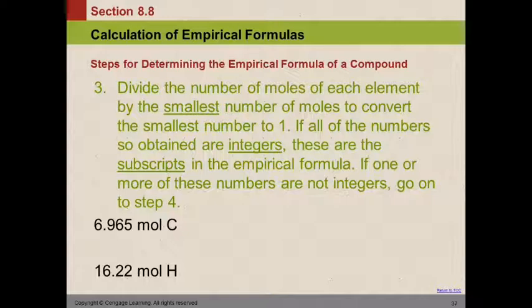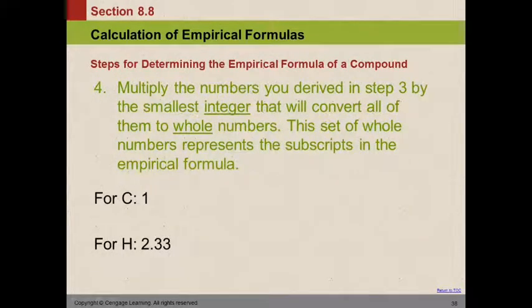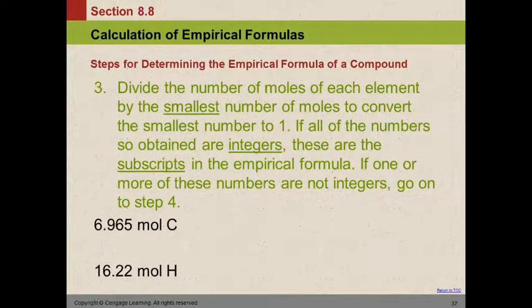Because what we could write, I'll write it up here on the top. We could say that our formula is C, whoops, changed the slide, didn't mean to do that. Okay, sorry about that. We could say that our formula is C with a subscript of 6.965, H 16.22. That's not a very good chemical formula, is it? We need those numbers to be whole numbers.